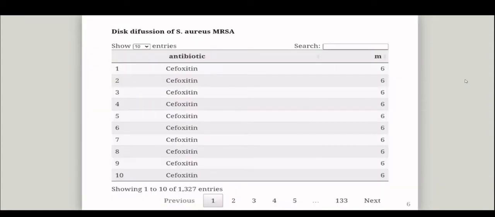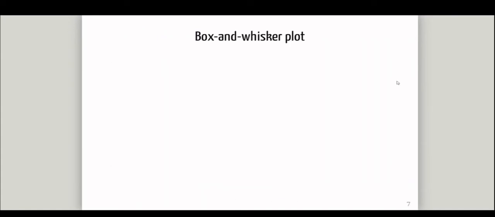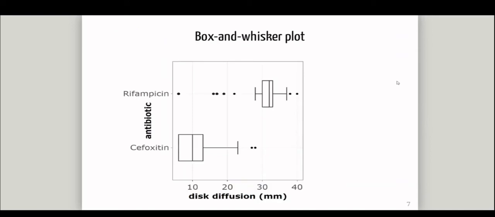Say we receive the following data. This is about the disk diffusion of methicillin-resistant Staphylococcus aureus, and we got the antibiotic that has been tested, cefotaxime here, and the millimeters of the test. And we got just over 1,300 observations. The variable mm, which refers to millimeters, is a continuous variable. And the way to summarize a continuous variable with a graph can be with a box plot. So this is a box plot to summarize this information about this diffusion.